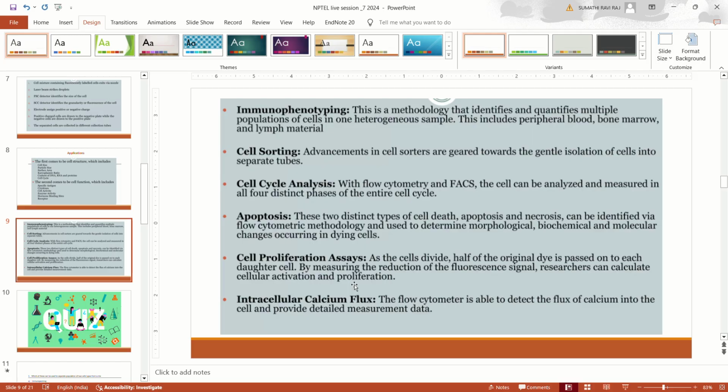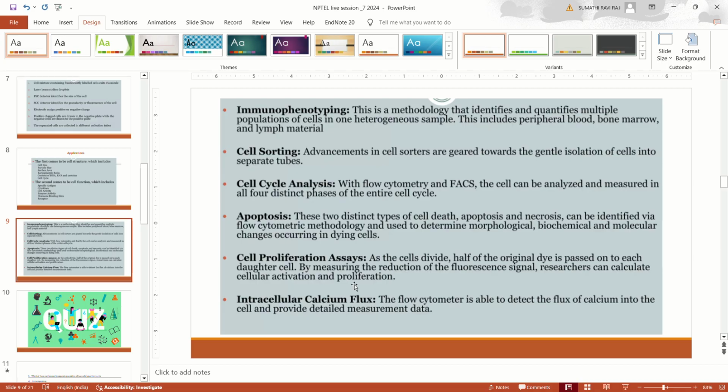that have been occurring in the dying cell, because the pathway for apoptosis is different and necrosis is different. So based on the biochemical pathway in it, you can detect the difference between these two types of cell death. Then cell proliferation assays.